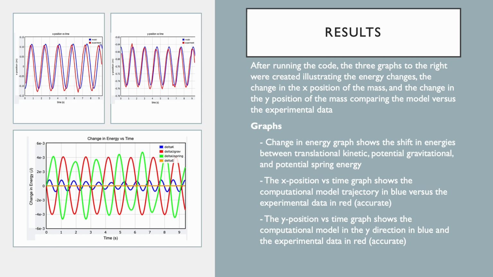After running the code, the three graphs to the right were created, illustrating the energy changes, the change in the x position of the mass, and the change in the y position of the mass, comparing the model versus the experimental data. The change in energy graph shows the shift in energies between translational kinetic energy, potential gravitational energy, and potential spring energy. The x position versus time graph shows the computational model trajectory in blue versus the experimental data in red, and the y position versus time graph shows the same thing but in the y direction. Both are very accurate, but there are also some differences that will be discussed later on.